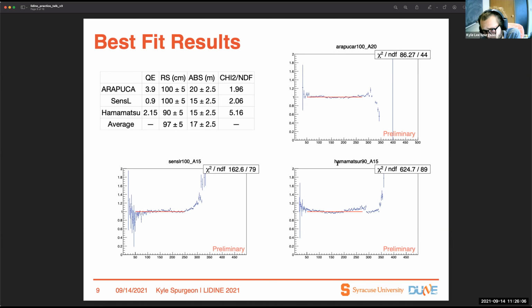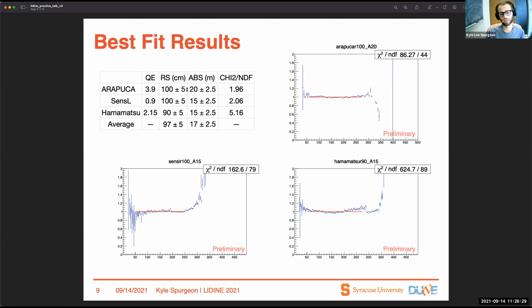Just as a note, here's the Hamamatsu double shift light guide ratio, and you can see that there's this dip here that is systematic for all of the Hamamatsu ratios that we've done. It's somewhere in the simulation. We've yet to track it down. We have some ideas for what it could be, and we may or may not resolve it moving forward. But we know that it's there.